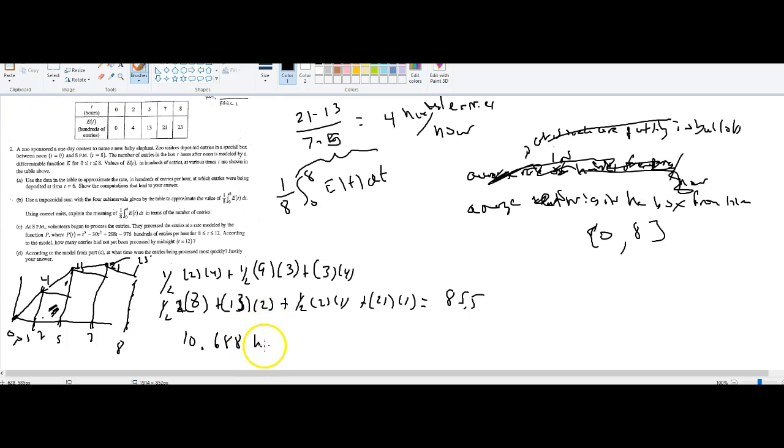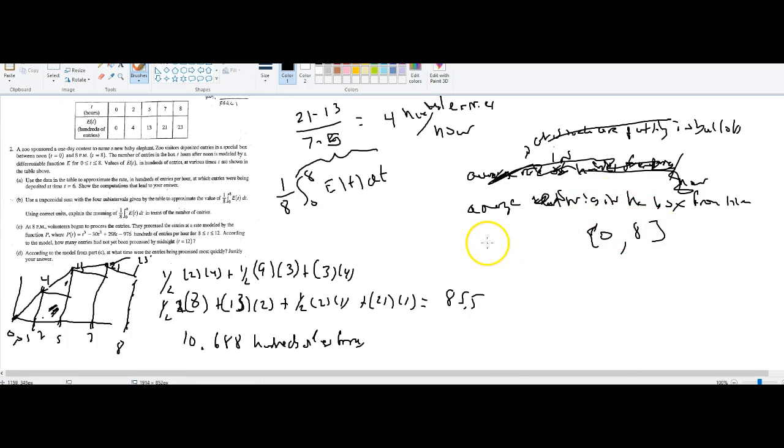You just find the average hundreds of entries. So that's how many hundreds of entries I have at the moment. Okay? So that'd be part B. And then the average, obviously, is the average number of entries in the box for the first 8 hours.